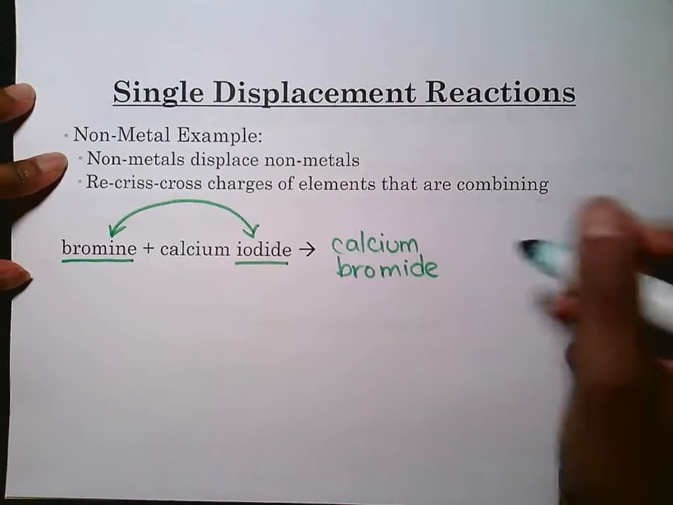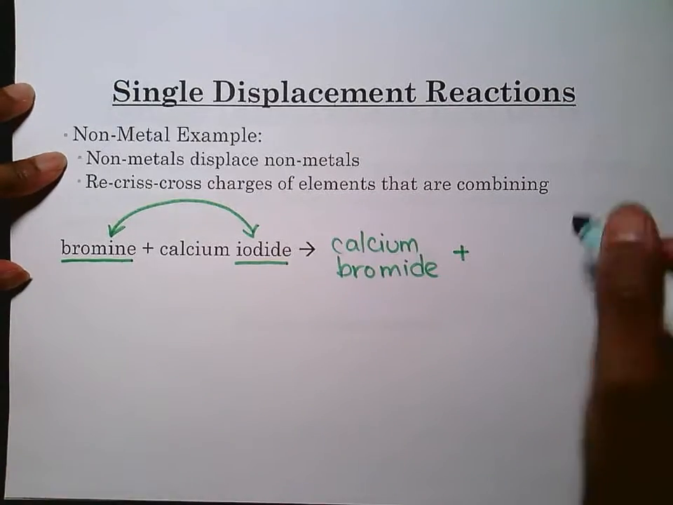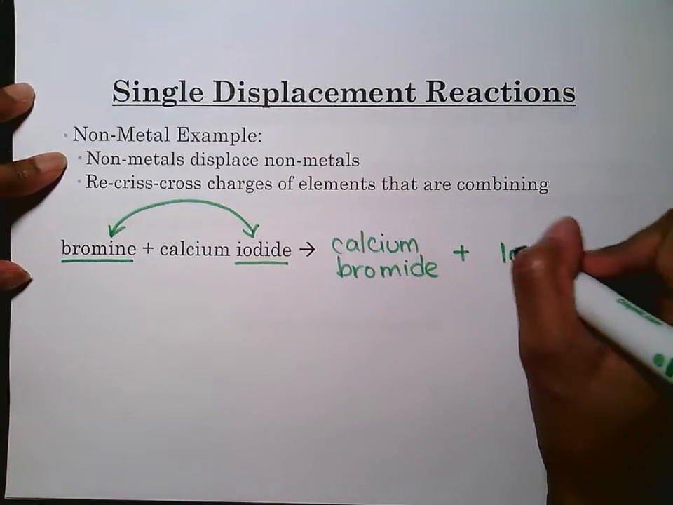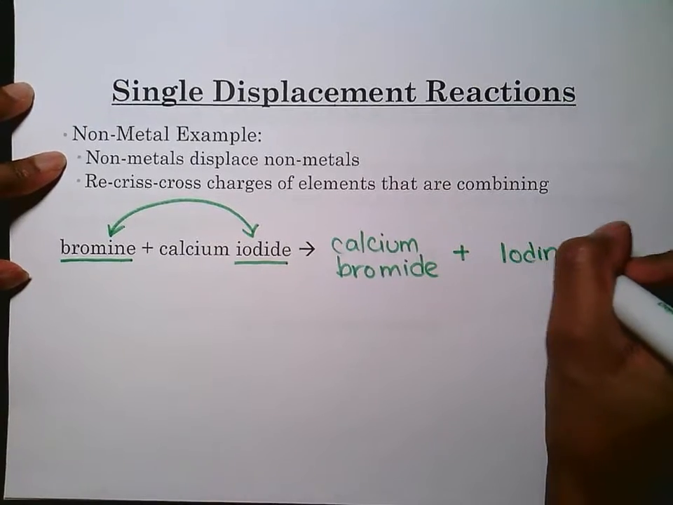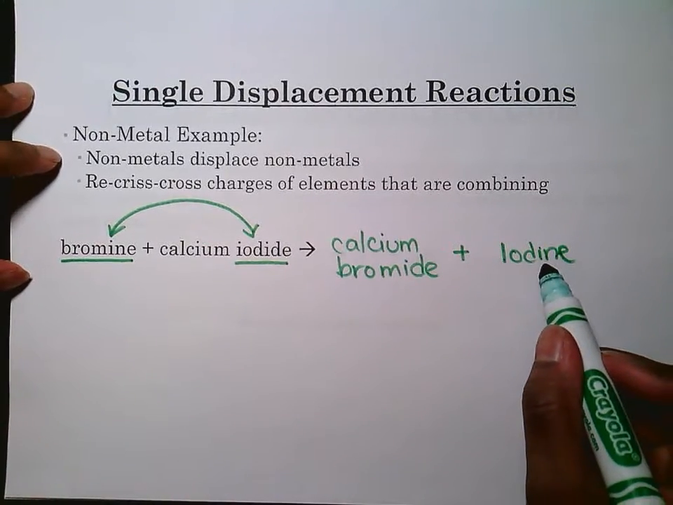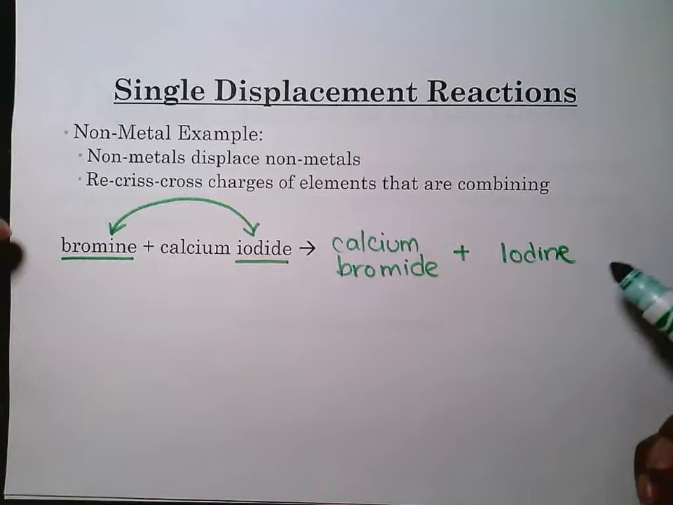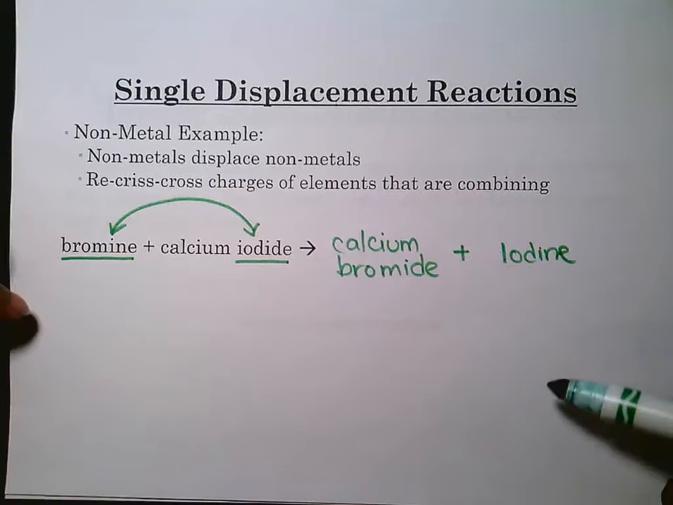And then I should have my iodide on its own. Because it's not combining with anything, we don't use iodide. It should be iodine here. And now I'm going to change this word equation into a chemical equation.